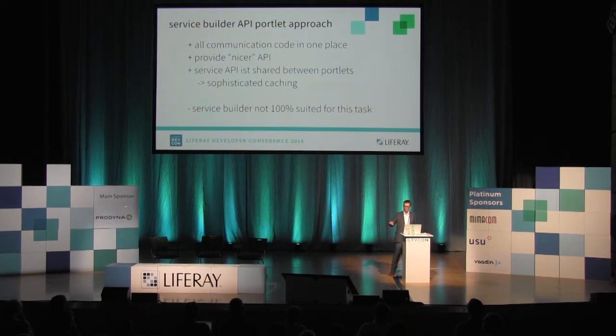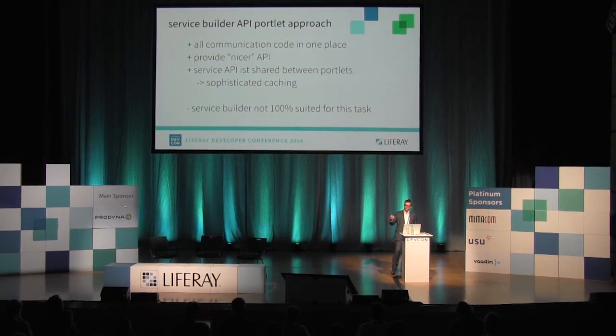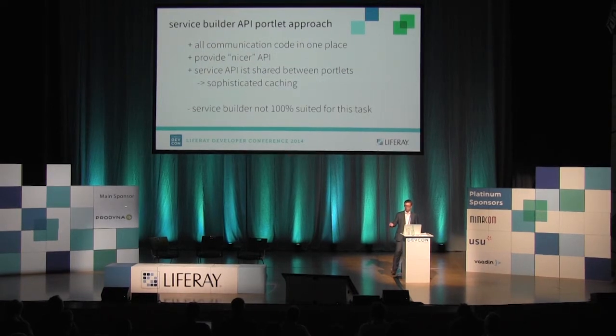So you put the responses you retrieved from the server into the cache, and next time someone requests the same resource, you just look: okay, do I need to get it over the wire? Has it expired yet? Otherwise, I'm sending the ETag with it. If I get a 304, then I can just return what I've cached. So I can really reduce the number of requests and the amount of traffic that is needed. But this comes with a downside too, because Service Builder is not 100% suited for that task.